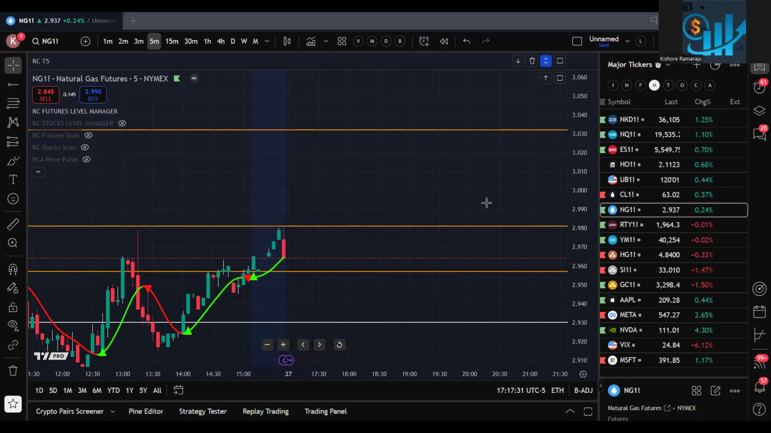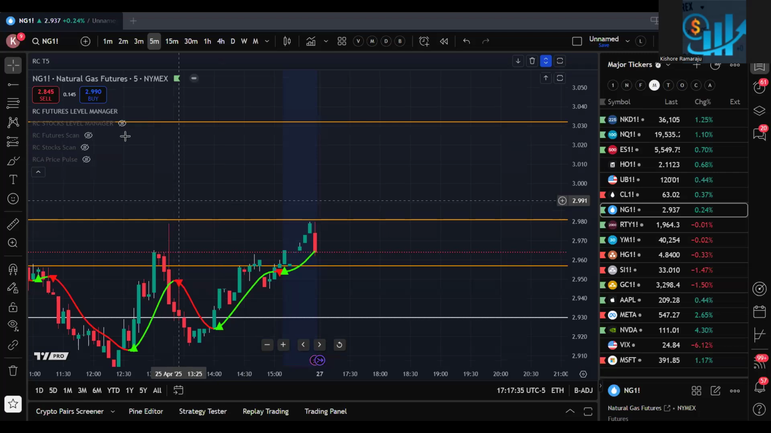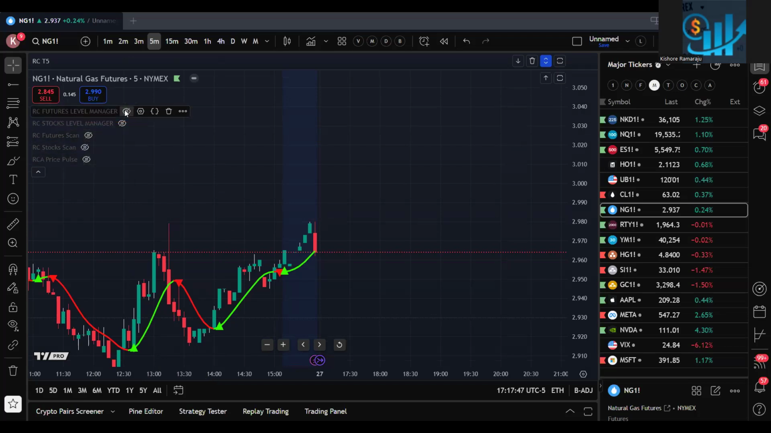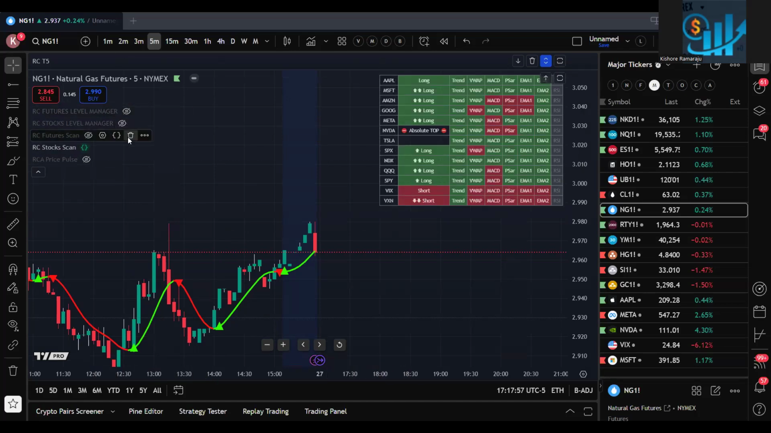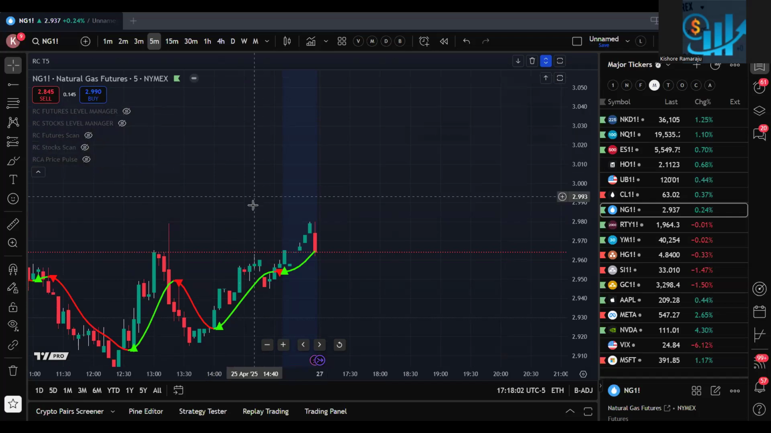If you are looking for prop firms, then futures level, futures scan, T5 price pulse, and T3 is the best combination you can use. If you are a trader for stocks, then your stocks level manager or stock scan along with price pulse T5 will be helpful. Otherwise, price pulse and T5 are our number one and number two. T3 is mainly useful for the evening time with a 2 minute time frame.